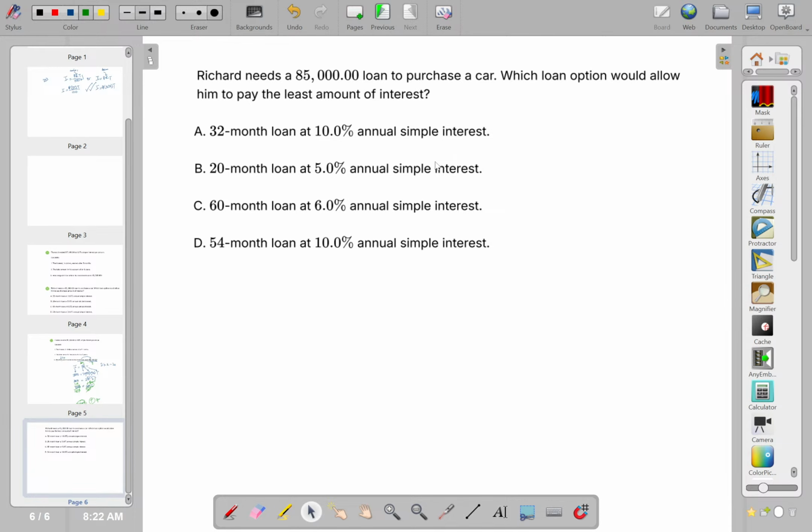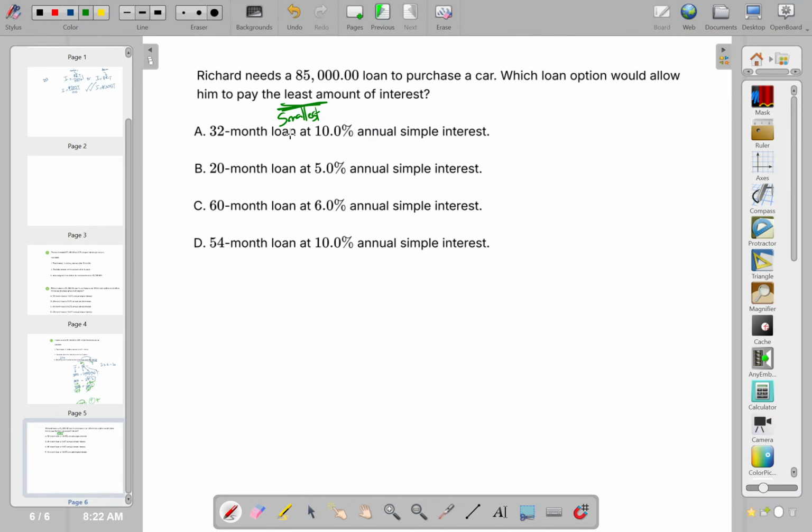Okay, which loan option would allow him to pay the least amount of interest? Least amount means what? What does least mean? Yeah? The smallest. So which option would allow him to pay the smallest amount of interest?